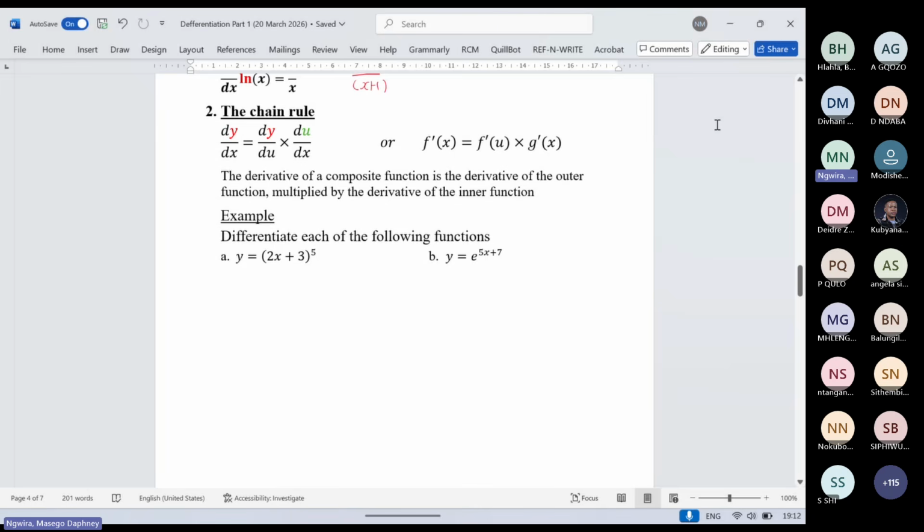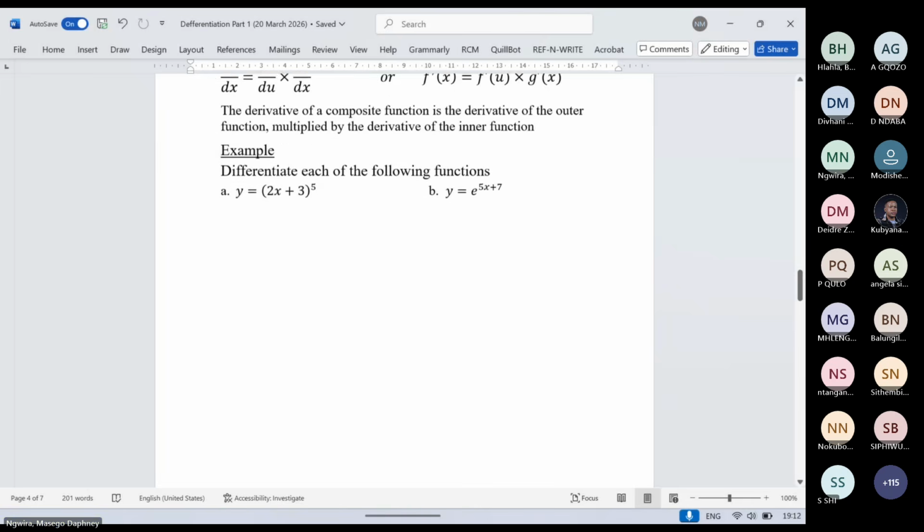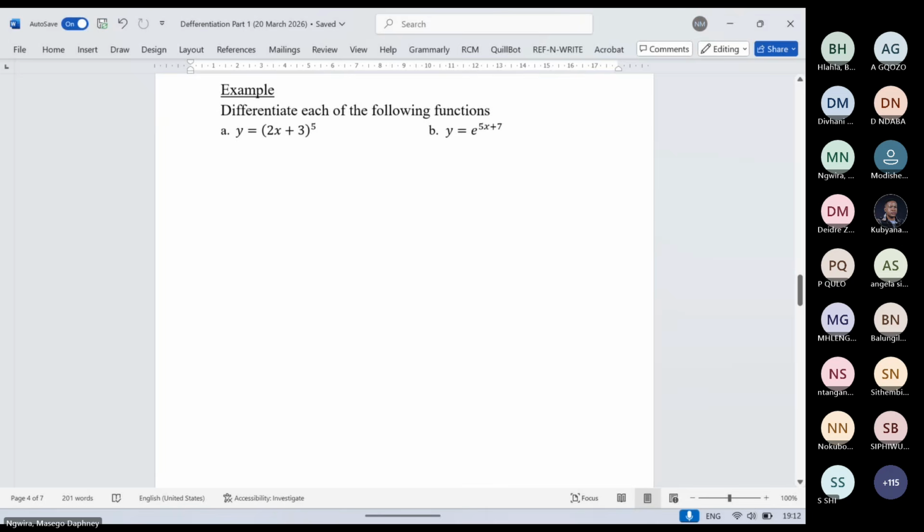All right. So the question says, differentiate each of the following functions. I'm going to do it so that it makes sense. I'm going to incorporate the ln and the exponential function. Step number 1. We need to know the outer and the inner.